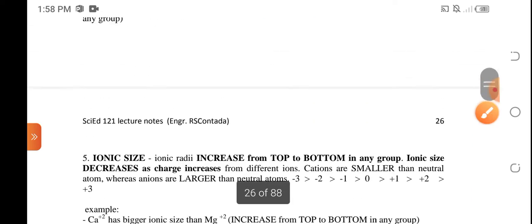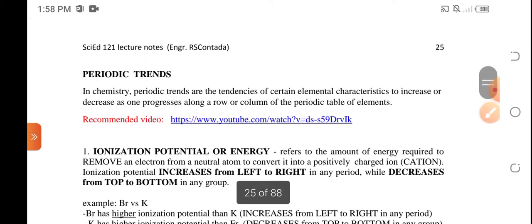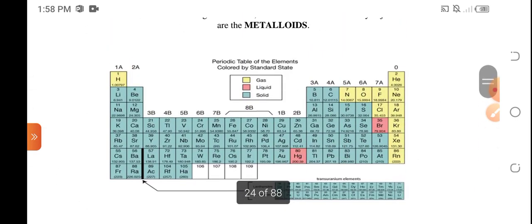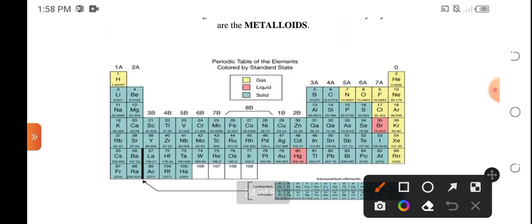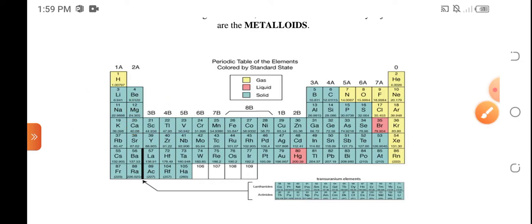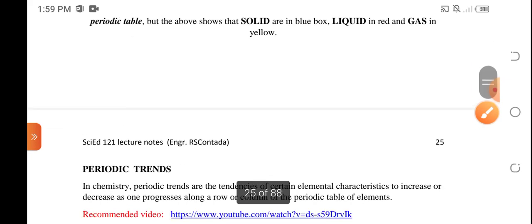So tingnan nga natin yung ating periodic table. So si calcium, so increases from top to bottom. Ito si calcium, ayun si magnesium. Increasing, so we start with the small and the one at the bottom is big. So calcium is bigger than magnesium kasi nga ang trend ay increasing. Nasa baba kasi si calcium. Okay? If they share the same group.